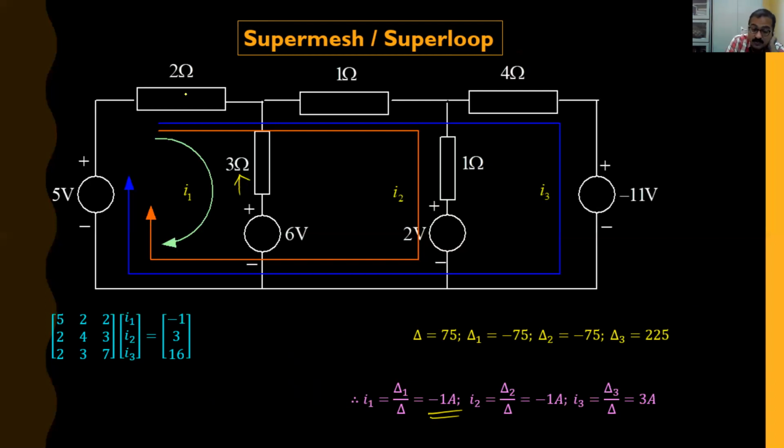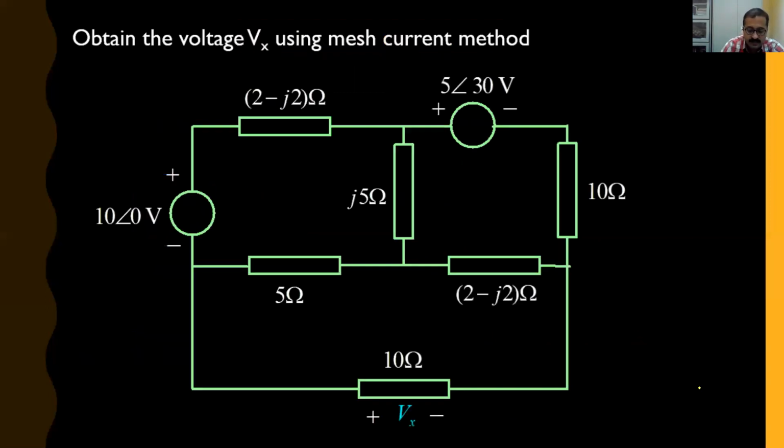Now what's the branch current through 2 ohm? I1 plus I2 plus I3. Okay, that means minus 1 minus 1 minus 2, 3 minus 2, 1 ampere. So branch current through 2 ohm will be 1 ampere. Branch current through this 1 ohm will be what? 3 minus 1, 2 ampere. And branch current through 4 ohm will be 3 ampere. Okay, this is how to apply super mesh or super loop method. Got it? Let us try next question.